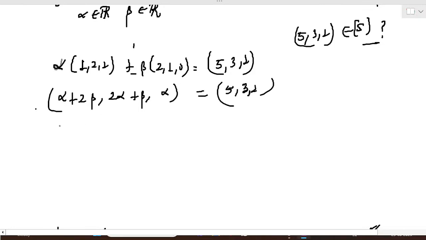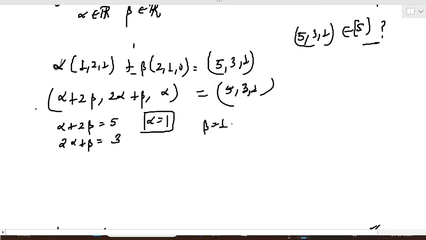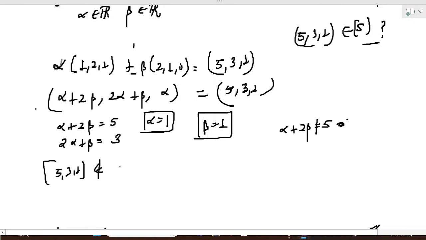Now let us compare. This will give me alpha plus 2 beta is equal to 5, 2 alpha plus beta is equal to 3, and alpha is equal to 1. If alpha is equal to 1, then beta would be equal to what? 1. Surprisingly, the answers are again the same. If alpha is equal to 1, then beta would be simply 1. Alpha is 1 and beta is 1, then alpha plus 2 beta can never be equal to 5. It will always be equal to 3. So clearly 5 comma 3 comma 1 is not contained in the linear span of S.